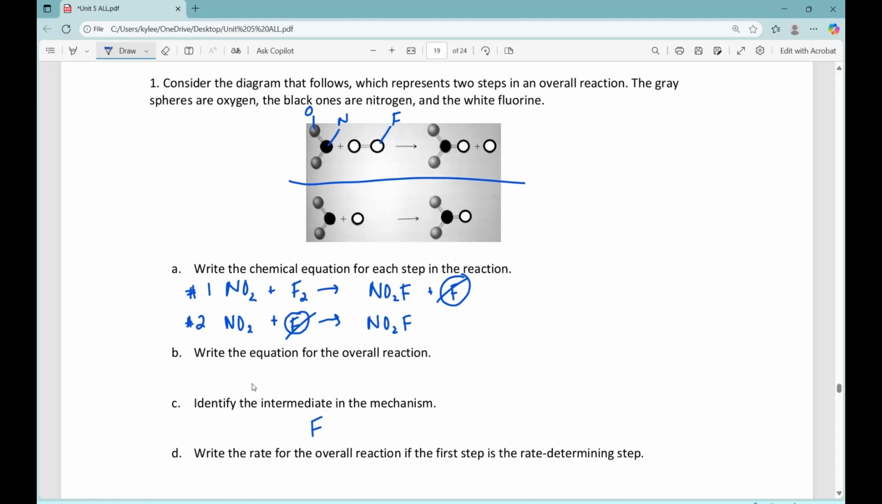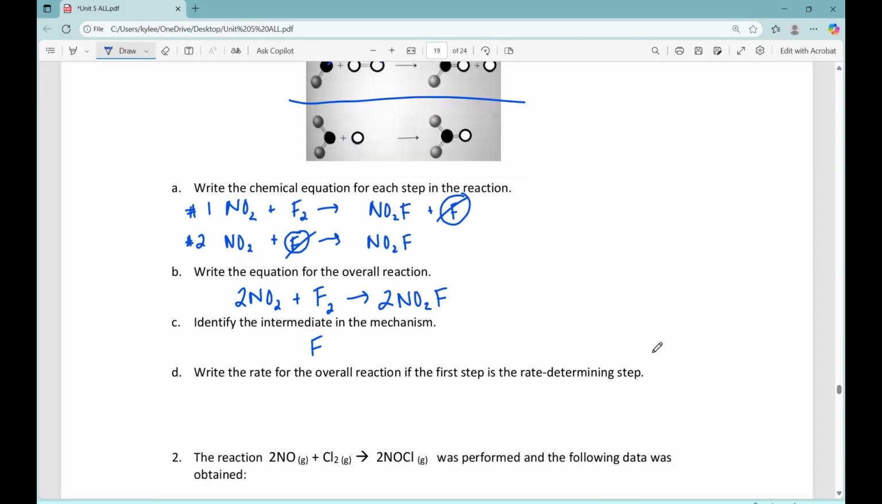Next, I'm going to rewrite what was left over as my overall reaction. So I have two NO2s plus a fluorine molecule, and that's going to create two NO2Fs.